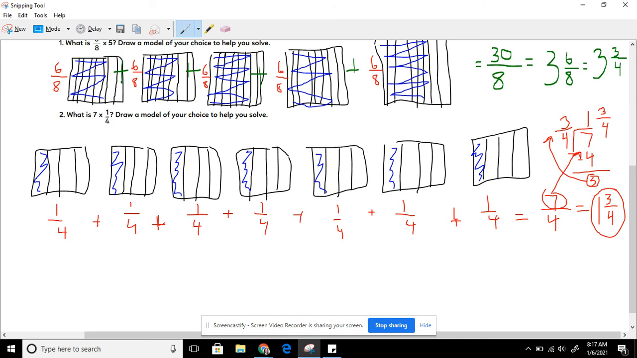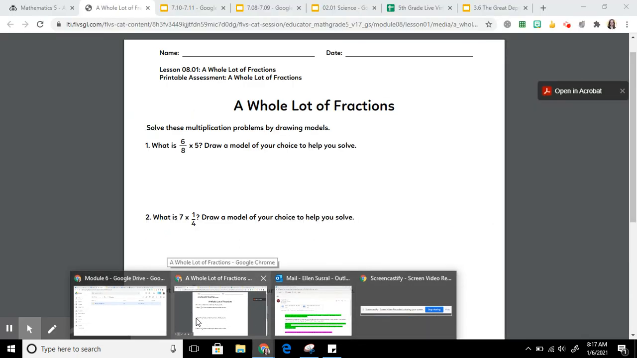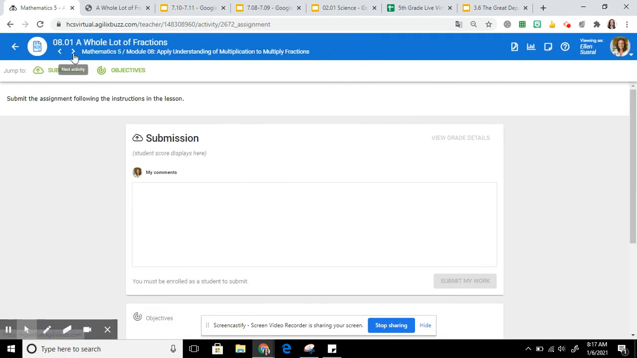Okay. So once you've done 3, 4, and 5 using models, you can use the models that I did for 1 and 2, or if a model that you learned in the Buzz lesson works a little bit easier for you, feel free to use that model instead. And then when you're done with your worksheet, you're going to come back to Buzz. You're going to go to that submission page. You'll have a blue plus button where you can submit your work.